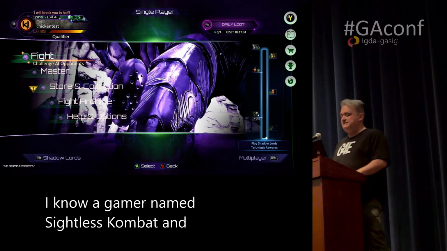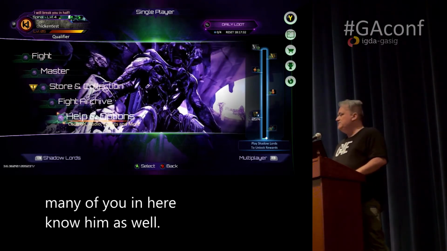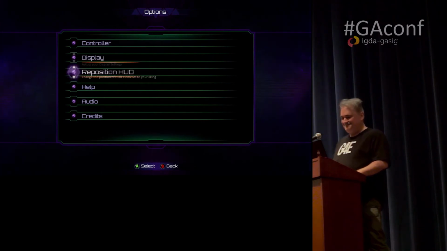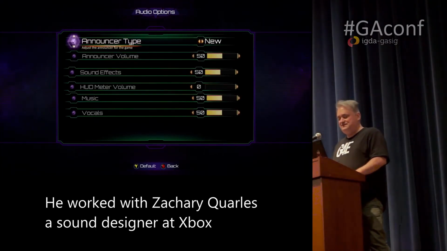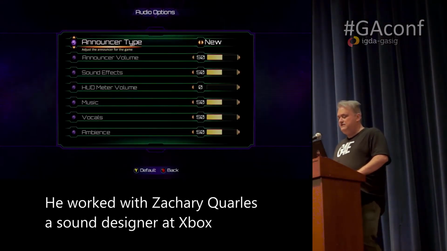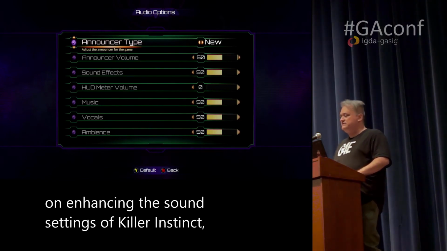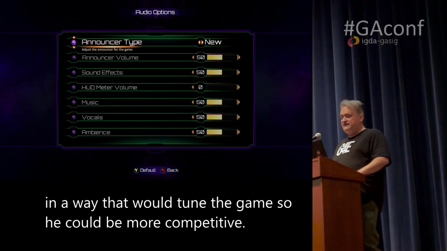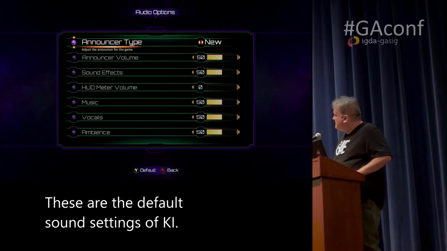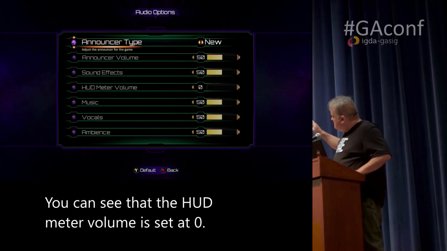I know a gamer named Sightless Combat, and many of you in here know him as well. He is a gamer who's completely blind. He worked with Zachary Quarles, a sound designer at Xbox, on enhancing the sound settings of Killer Instinct in a way that it would tune the game so he could be more competitive. These are the default sound settings of KI. You can see that the HUD meter volume is set at 0.